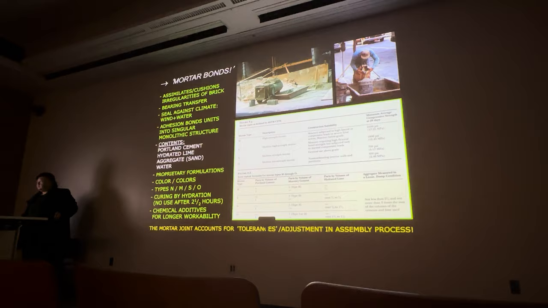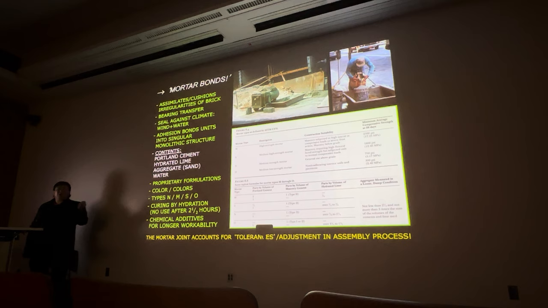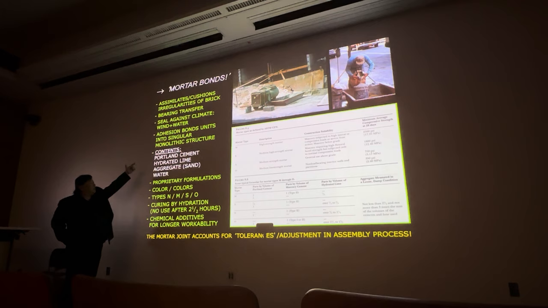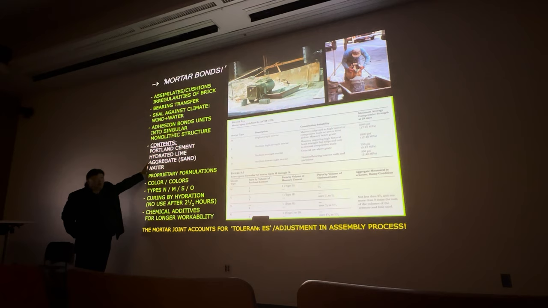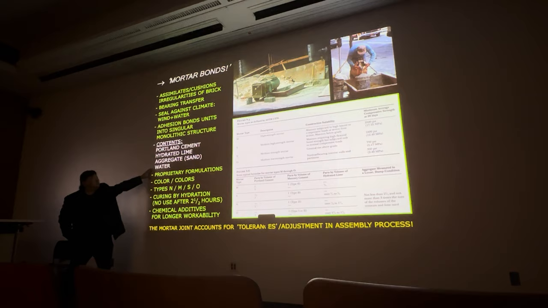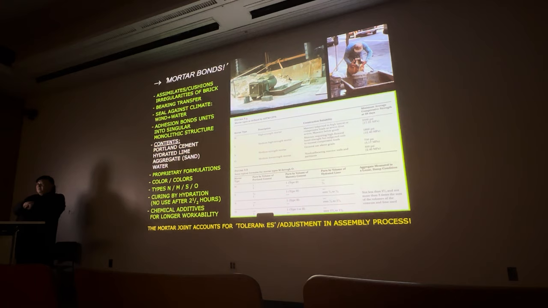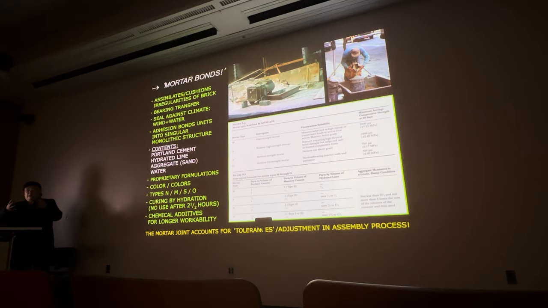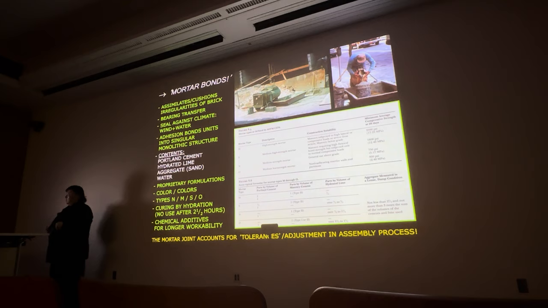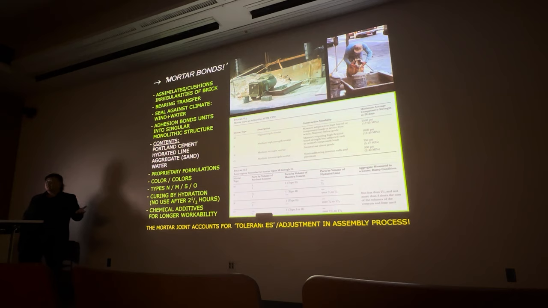The mortar bonds, which is the most important part of your brick wall. The content is Portland cement, hydrated lime, aggregate, fine and coarse aggregates, and water. They simulate cushions, the angularity of brick, and actually the surface of the brick is tougher, irregular. It actually helps the mortar to bond them better. And it also helps to seal against climate, weather, such as wind, rain, water.